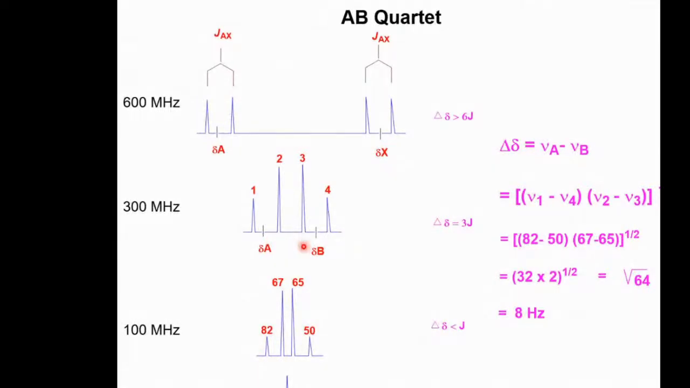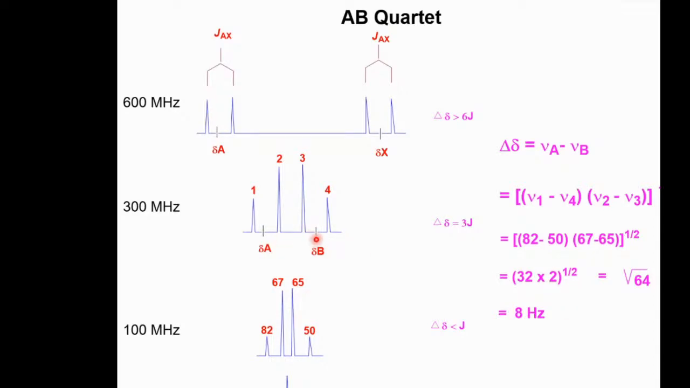So one can easily distinguish AB quartet and first order quartet by varying the machine frequency or field strength. Normally the convention followed is that if delta nu, the chemical shift difference between the two doublets, is more than 6J, then we have to report it as two individual doublets. If it is less than 6J, we report it as a quartet with the chemical shift specified for both delta A and delta B, which sometimes people ignore, but strictly speaking, it should be done.